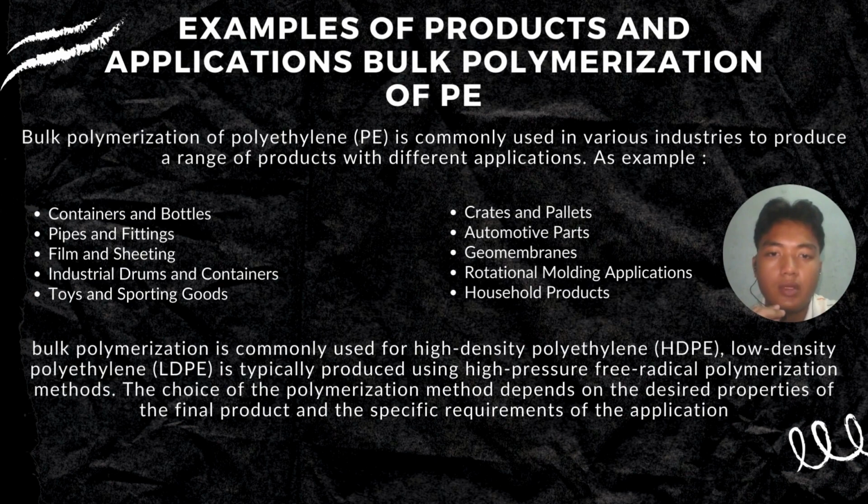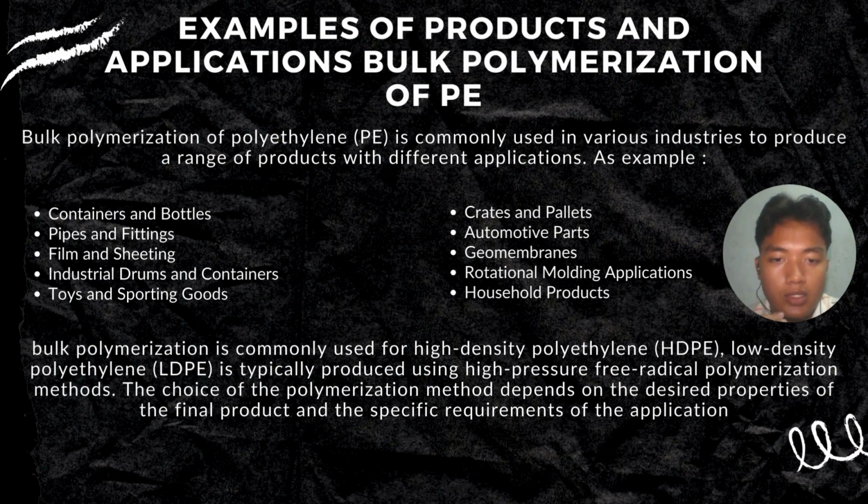What are examples of products and applications of bulk polymerization of PE? Bulk polymerization of polyethylene is commonly used in various industries to produce a range of products with different applications. As examples: containers and bottles, pipes and fittings, film sheeting, industrial drums and containers, toys and sporting goods, crates, pellets, automotive parts, geomembranes, rotational molding applications, and household products. Bulk polymerization is commonly used for high density polyethylene (HDPE). Low density polyethylene (LDPE) is typically produced using the high pressure free radical polymerization method.